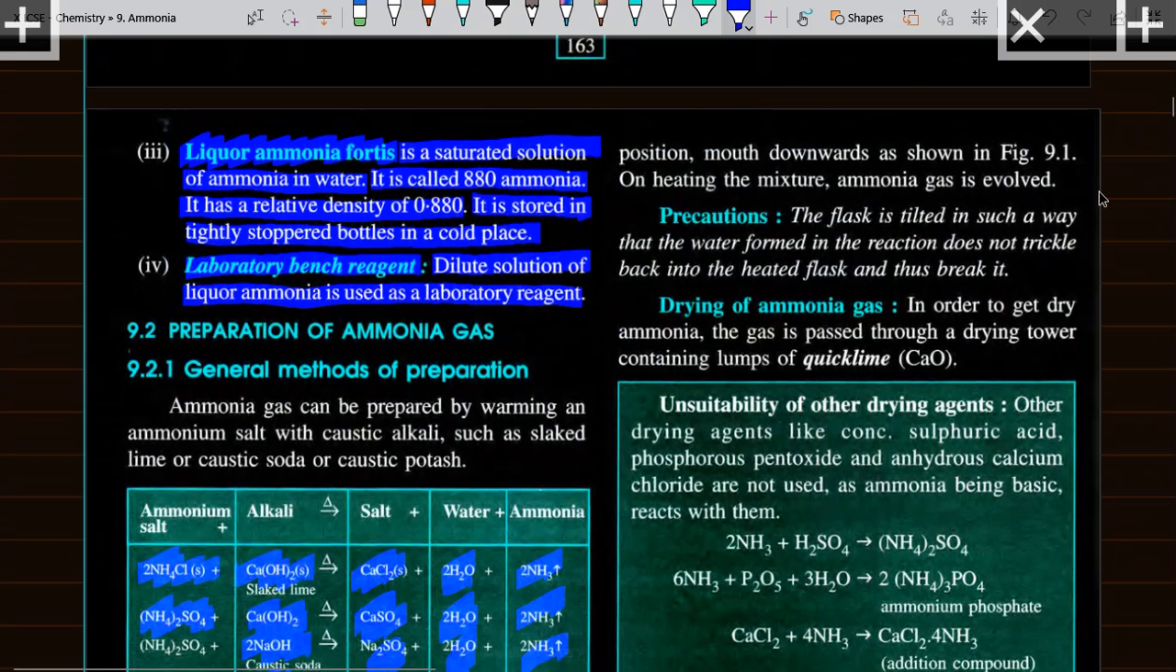Position, mouth downwards. On heating the mixture, ammonia is evolved. Precaution: the flask is tilted in such a way that water formed in the reaction does not trickle back into the heated flask and thus break it.